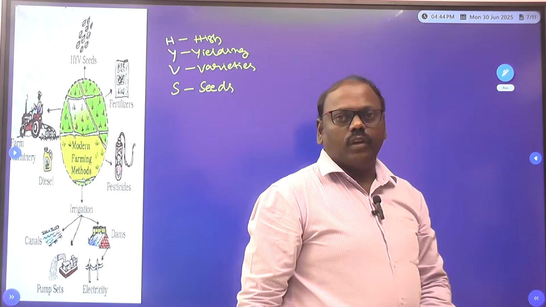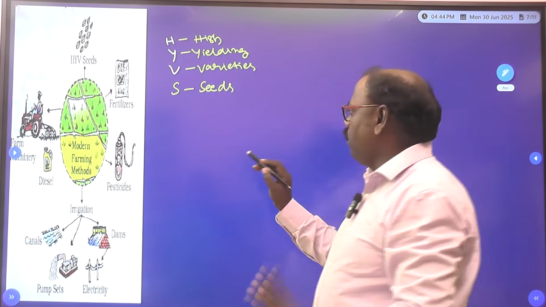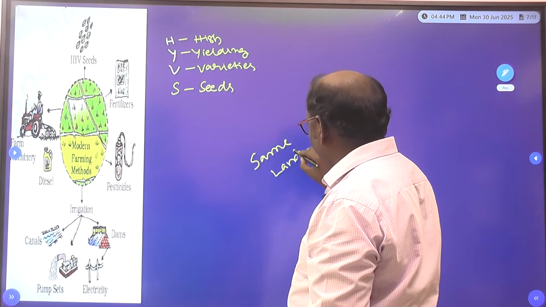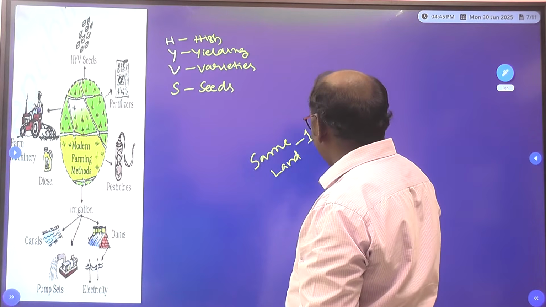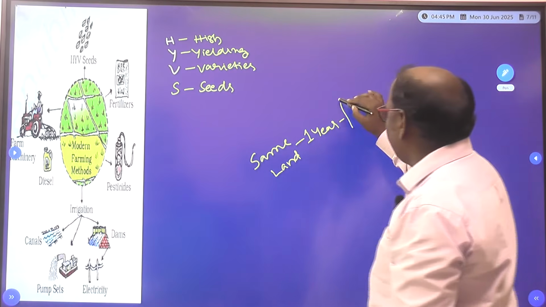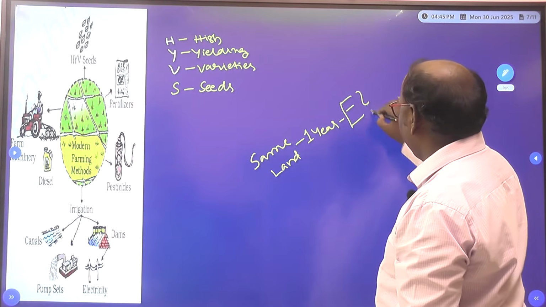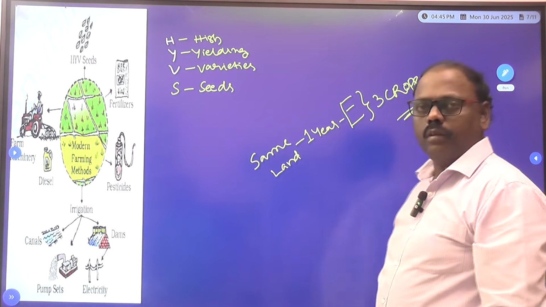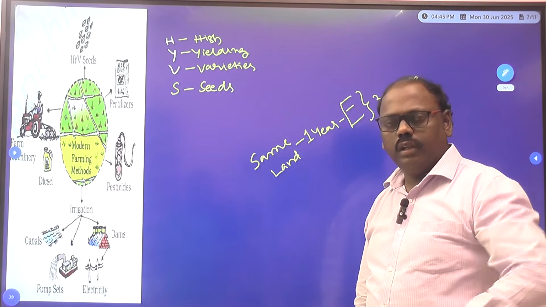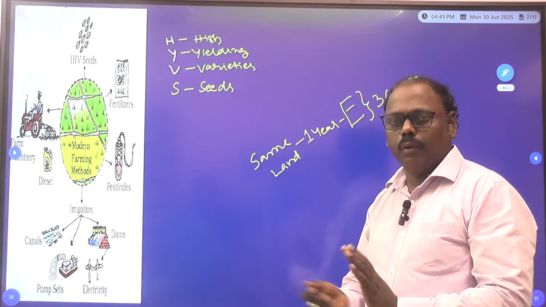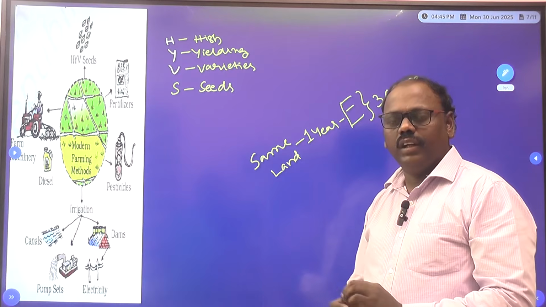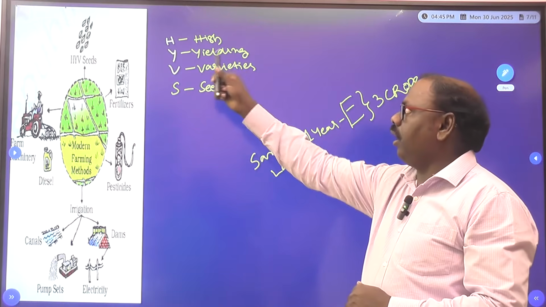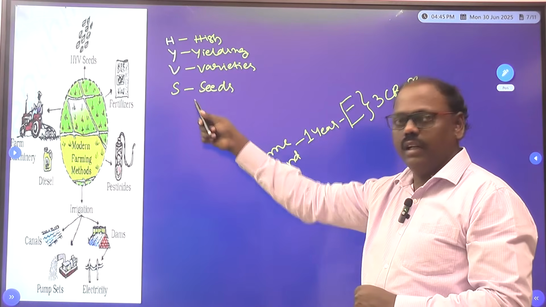Now I have one question for you. There is the same plot of land, same land, right? For 1 year they are cultivating 3 crops. How is it possible? So they are not following the easy approach where the land fertility will be efficient, but instead they are following the high yield varieties, high yield seeds.